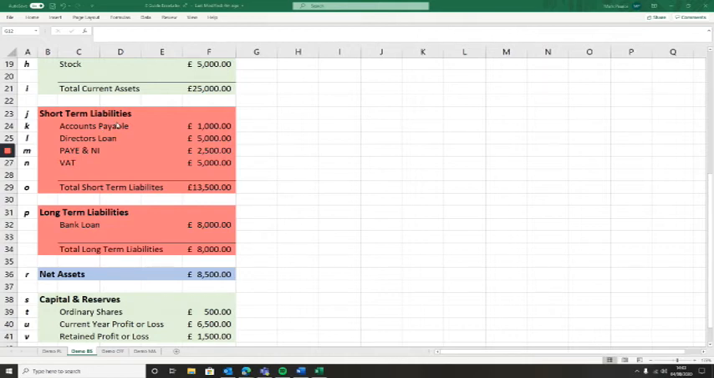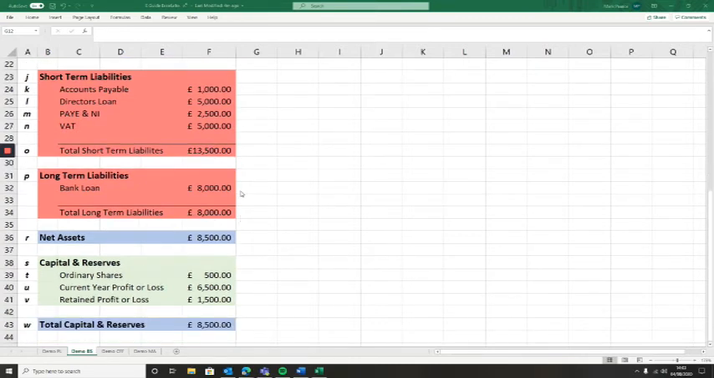Okay, so the other side is what you owe to people. So firstly, we've got the quick things that you owe. This is normally within a year. So these are the suppliers, people you owe money to. You have a £5,000 director's loan. So one of the directors has put money in to help the company, and that's owed. There's £2,500 worth of outstanding tax for your employees, and £5,000 accrued, which we need to pay HMRC. So these total £13,500.